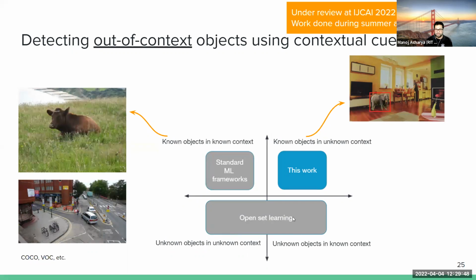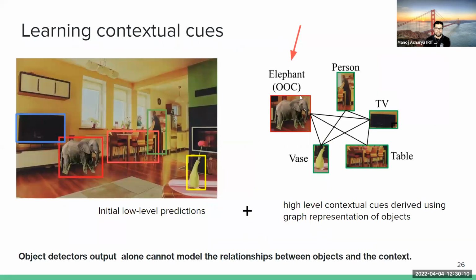We will also talk about open set and open world learning, where we are dealing with unknown objects. But for this work, we are trying to tackle known objects in unknown context, right? So for example, you have seen an elephant at training time, but then all of a sudden now you see an elephant in your kitchen, right? So how do you handle or detect such scenarios?